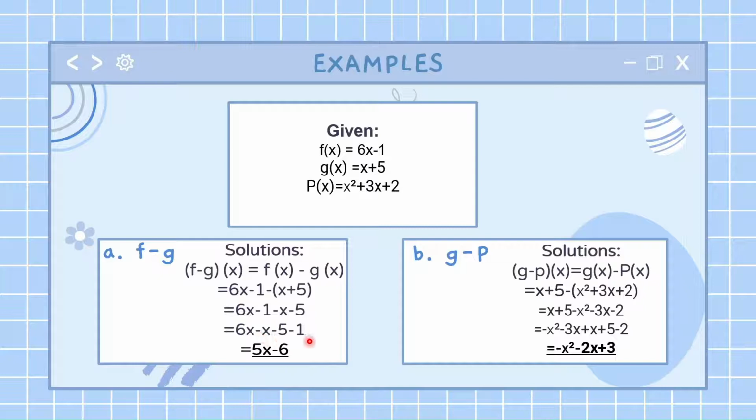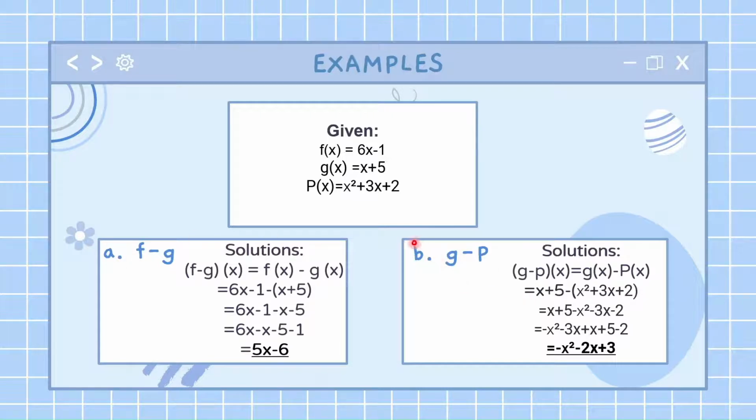It's very simple math and I'm 100% sure that most of you will be able to get this as long as you follow the proper steps. So 6x minus 1 minus (x plus 5) would give us the answer of 5x minus 6. So this is our final answer for example A.